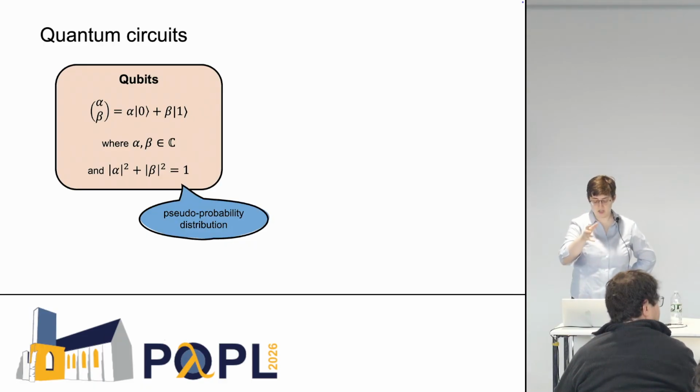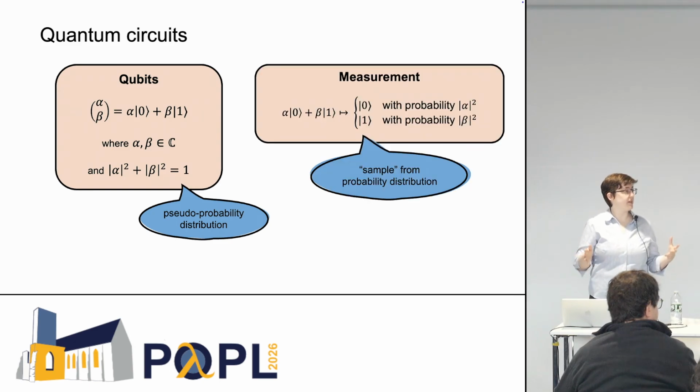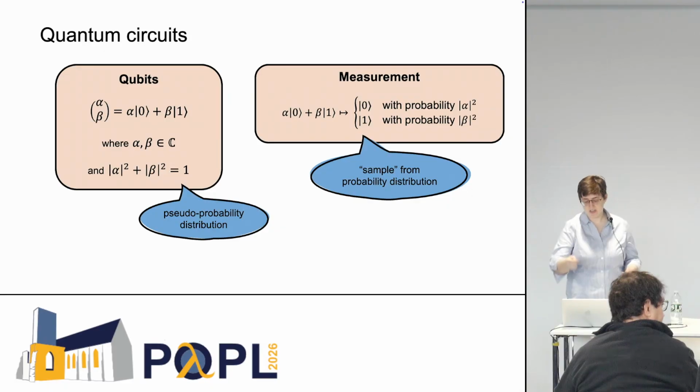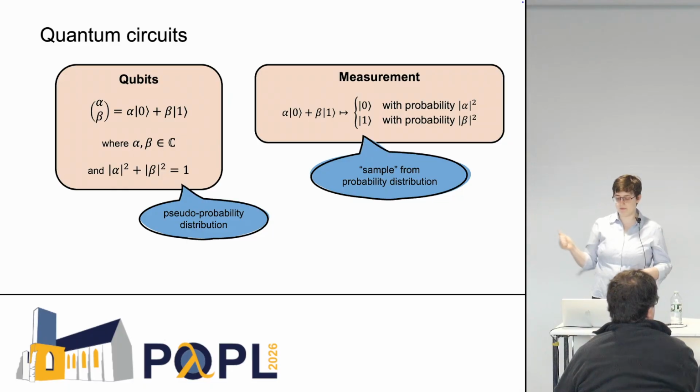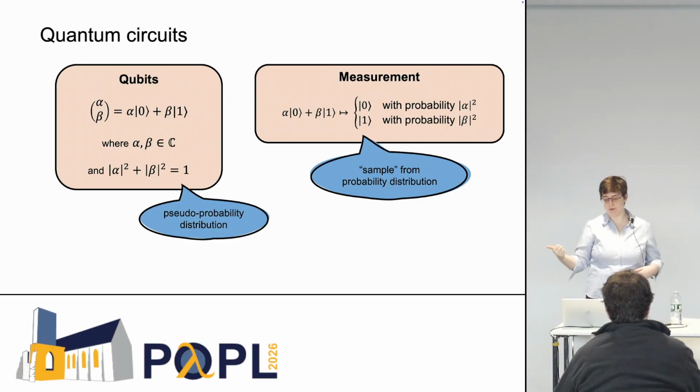And in fact, when you take a qubit and you measure it, what you're doing is effectively sampling from that probability distribution. So if you have a qubit in this superposition and you measure it, you're going to get out the bit 0 with probability norm of alpha squared, the bit 1 with probability norm of beta squared.